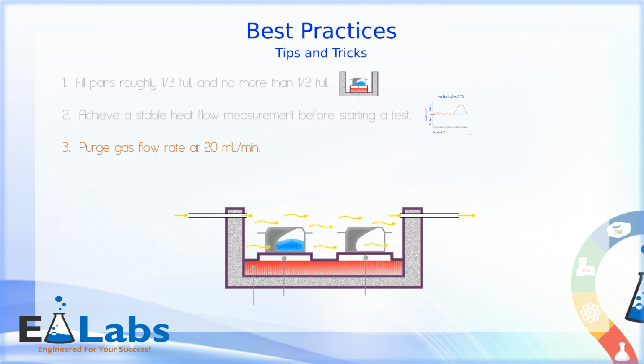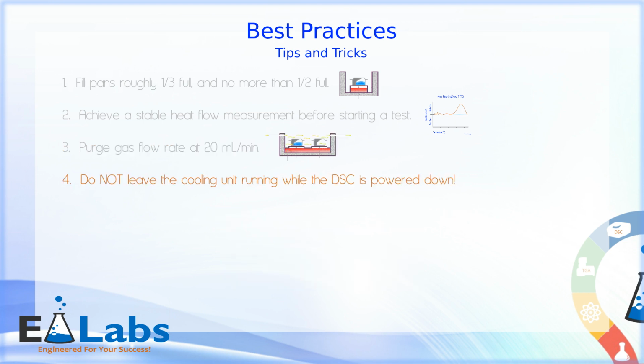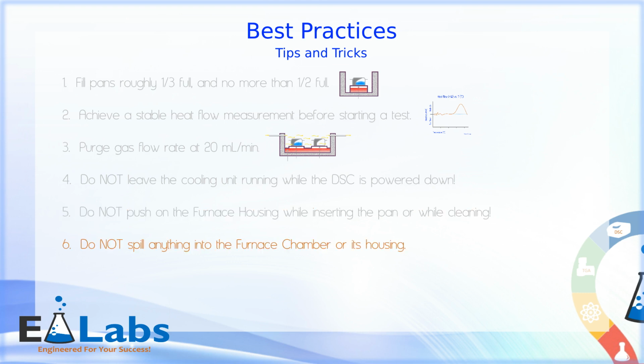Now for a few don'ts. Do not leave the cooling unit running when the DSC is not powered up. This will destroy a $3,000 component. The furnace housings and stands are sensitive to physical forces, so you don't want to clean them with physical force. Just clean the chamber with air at 590 degrees Celsius for about 10 minutes. And do not spill anything into the furnace chamber or its housing. It is sometimes unavoidable, so if something is spilled, program the DSC to run a cleaning cycle and let combustion do its trick. But know that you may have to recalibrate after a spill.